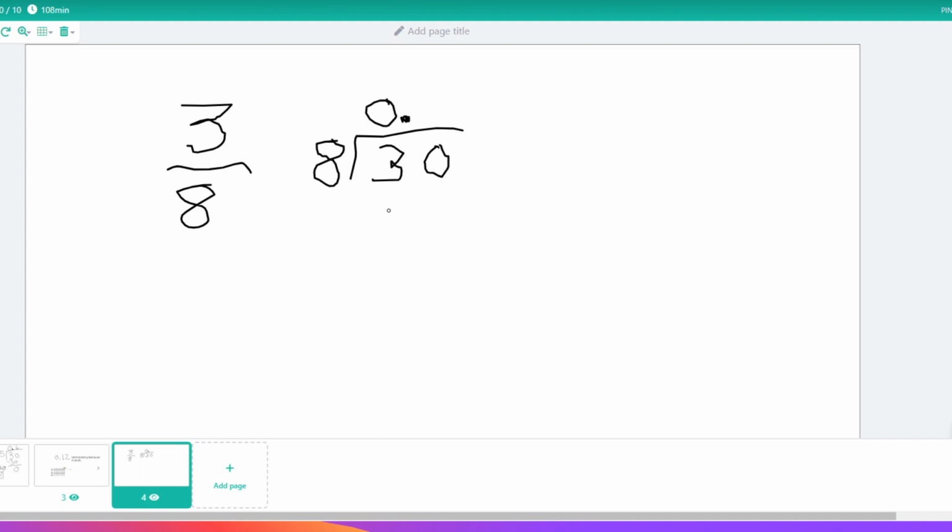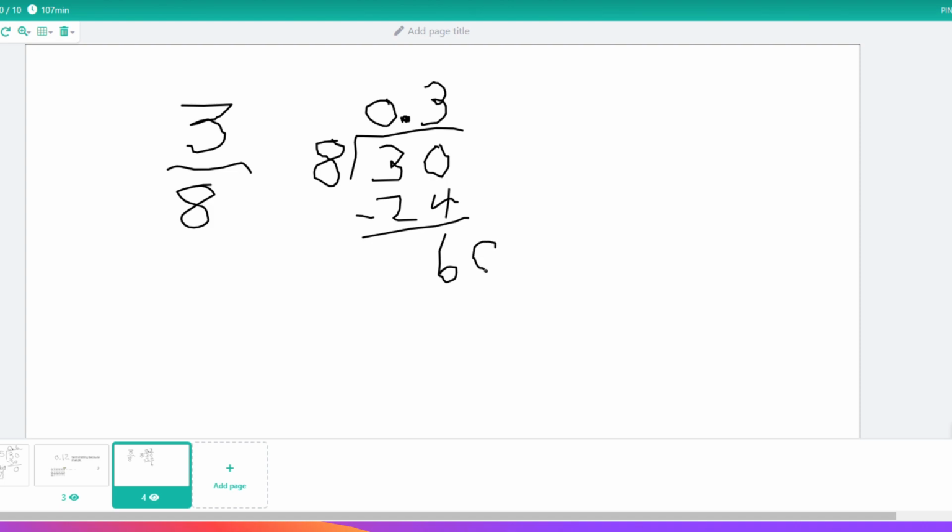Well, 8 times 1 is 8, 8 times 2 is 16, 8 times 3 is 24, 8 times 4 is 32, so not quite 4, but 3. So I'm just going to stick with a 3 up here. 8 times 3 is 24. I subtract, and I get 6. Perfect. But since I have a remainder here, I have to keep on going.